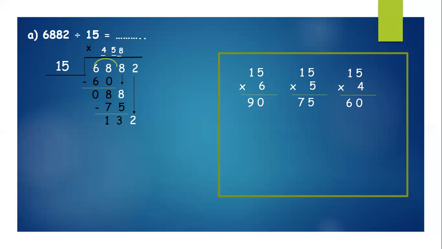Now we try the 8. 15 times 8, we get 120, and 120 is smaller than 132. So yes, the answer is 8. Now 8 times 15 is 120. We subtract: 2 minus 0, 2, 3 minus 2, 1, 1 minus 1, 0. So we get 12. But 12 is smaller than 15. And we don't finish the division because the remainder is not 0. The remainder is 12 now.